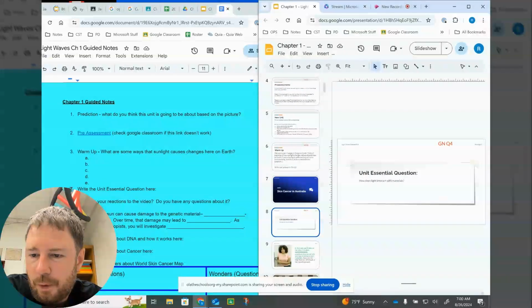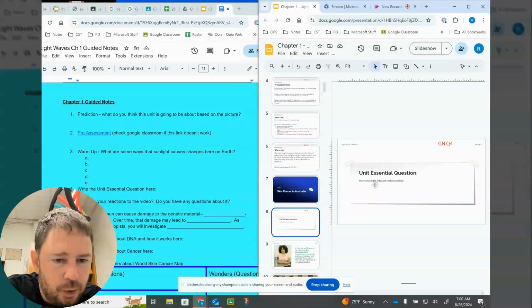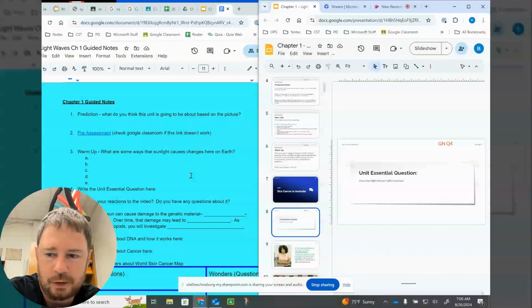All right, question 4 in our notes says, write the unit essential question here. So our overall essential question for the whole unit is, how does light interact with materials? So we're going to be trying to answer this question over the next 4 to 6 weeks. Copy this down in your notes, please.